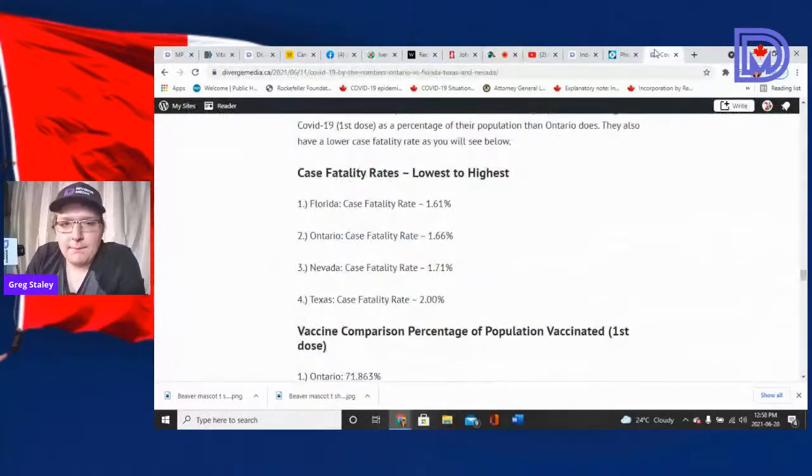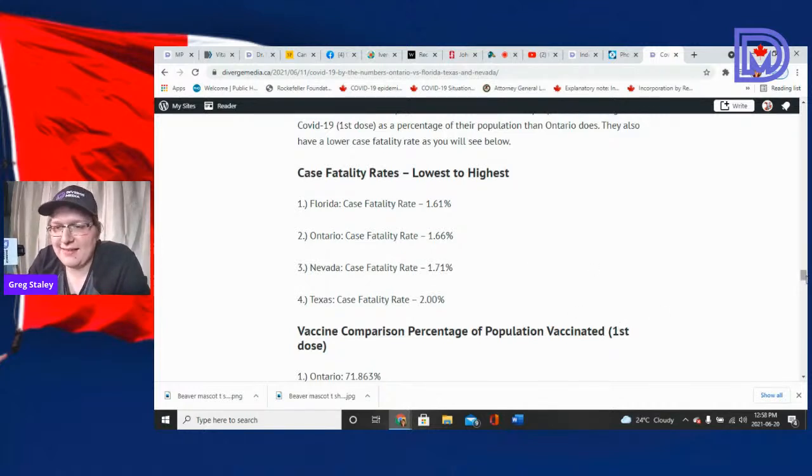Florida, currently open, currently having indoor stadiums being held, no mask mandate. I think a lower percentage of first dose vaccination for sure. Second dose is higher currently, but they opened up way before we did. They've been open for quite a while. I mean, what needs to be said? 1.61. Ontario, case fatality rate 1.66%.